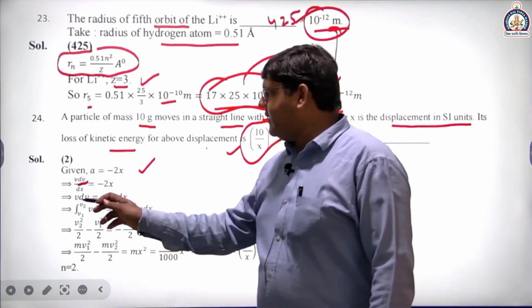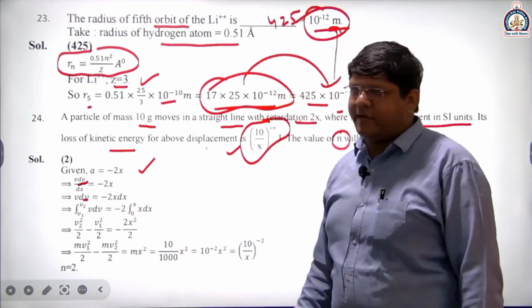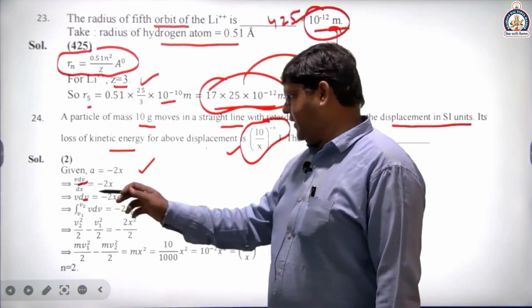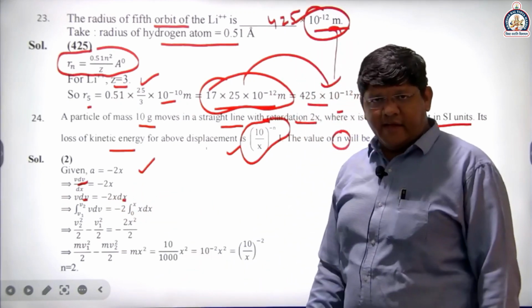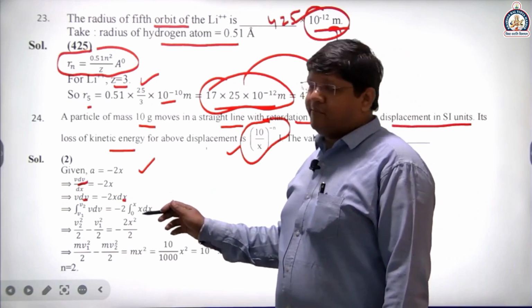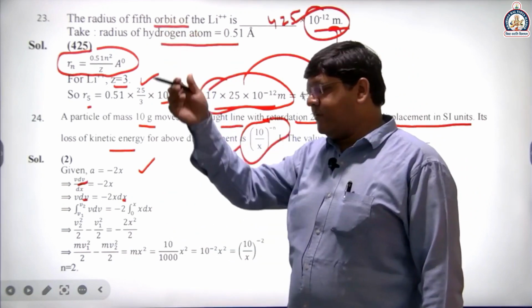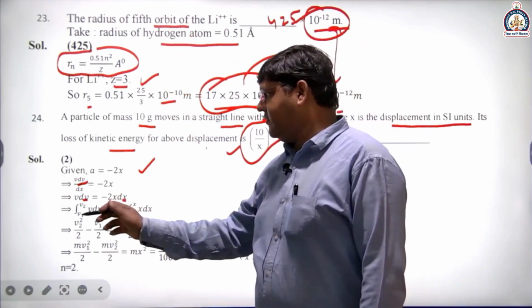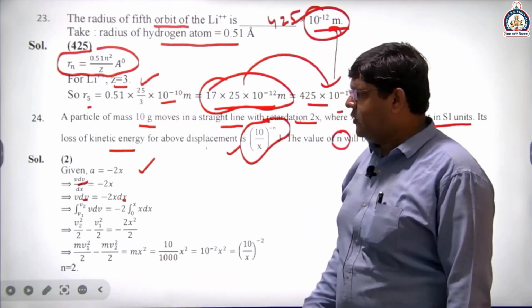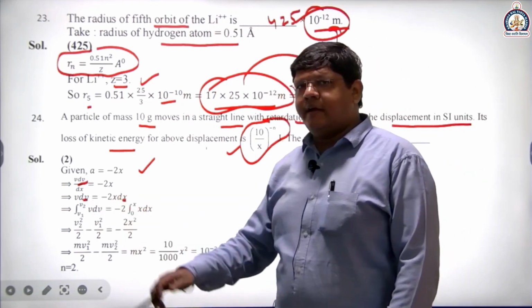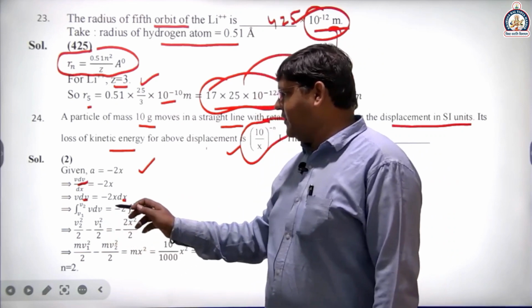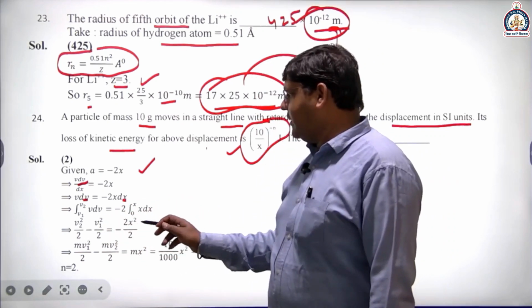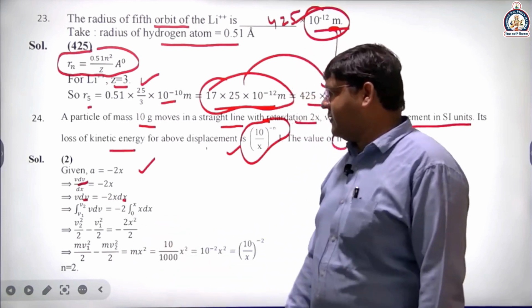On the left side we are integrating with respect to V, so the limits of V are V1 to V2, and on the right side the limits are from x 0 to x. Why have we put these? Initially the displacement is 0 and the final displacement is x. Initial velocity is V1 and final velocity is V2. On solving the integration and applying limits, we get V2 square upon 2 minus V1 square upon 2 is equal to minus 2x square upon 2.